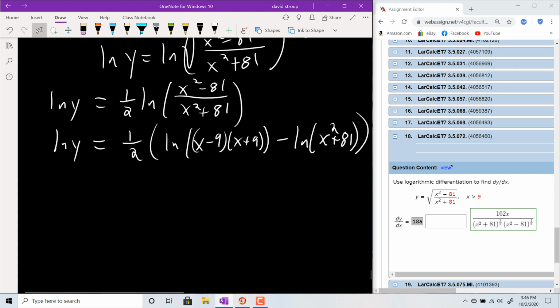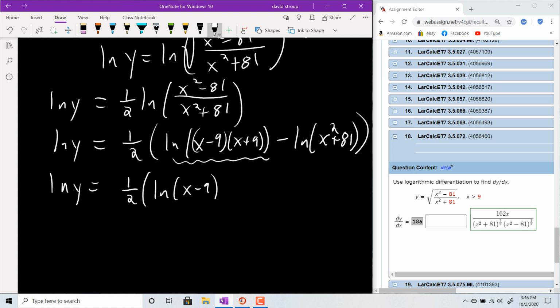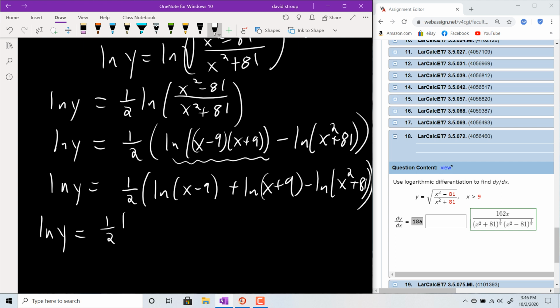So we have ln of y equals, what do we have? And then I could break this one up using the product rule for logarithms. So I'll have 1/2 times ln of x minus 9 plus ln of x plus 9 minus ln of x squared plus 81. So ln of y will equal 1/2 times all that.